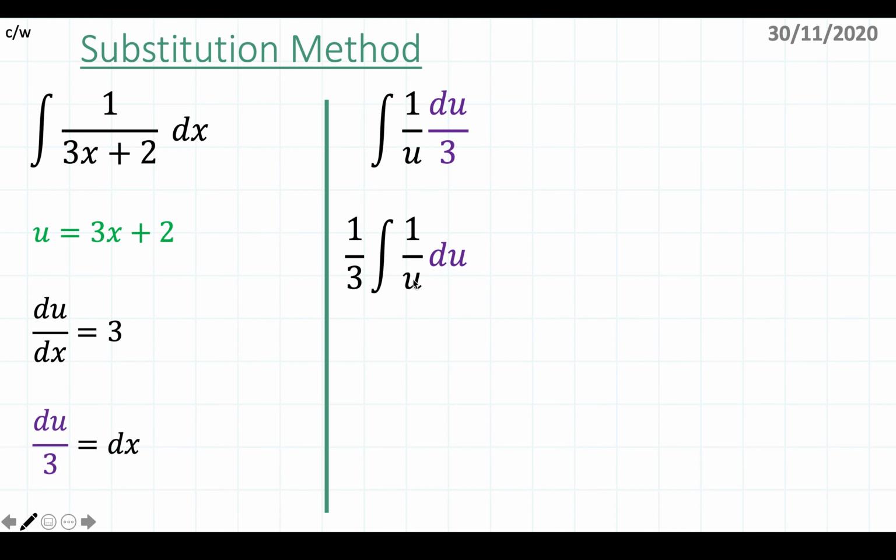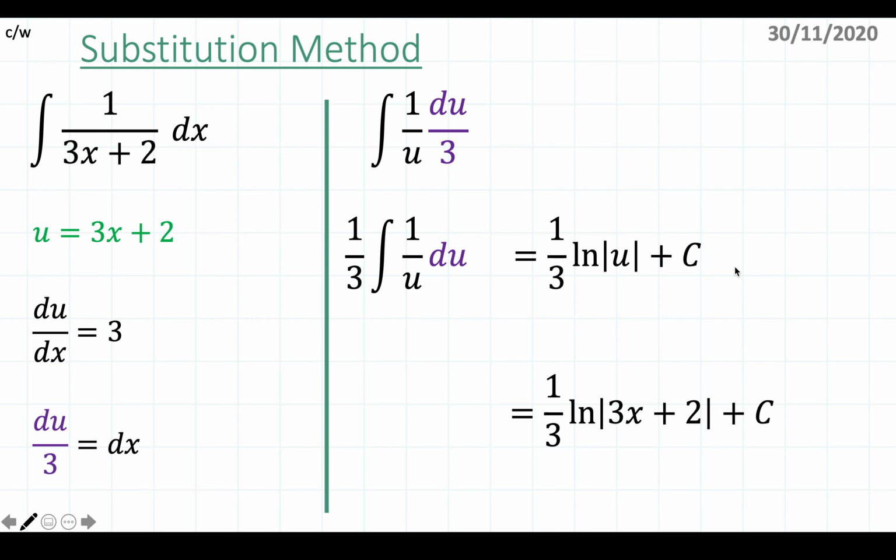I just have u to the power of 1 here, so the integral is ln absolute value of u. So 1 over 3 ln |u| plus c. And then I'm going to put the substitution back in. Make sure your absolute values are there. That's going to be 1 over 3 ln |3x plus 2| plus c.